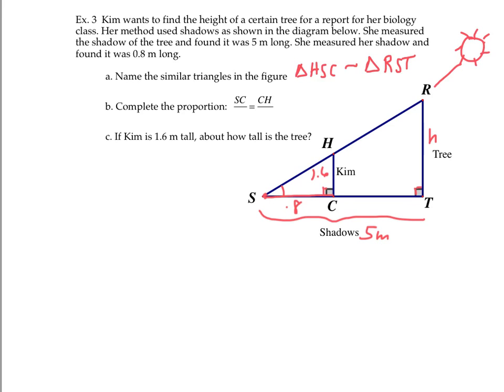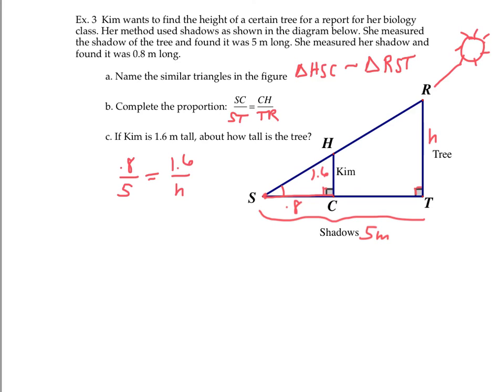Now we can write the proportion. SC corresponds to ST in the same way that CH corresponds to TR. So if Kim is 1.6 meters tall, how tall is the tree? So we're going to plug in what we know. SC is equal to 0.8 meters. ST is equal to 5. So that's the length of Kim's shadow as it compares to the length of the tree's shadow. And that ratio will be equivalent to Kim's height, which is CH, or 1.6 meters, compared to the height of the tree. That's TR, but we're just going to call it H to make it a little bit easier.